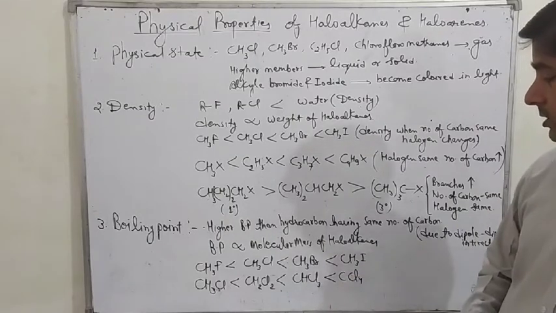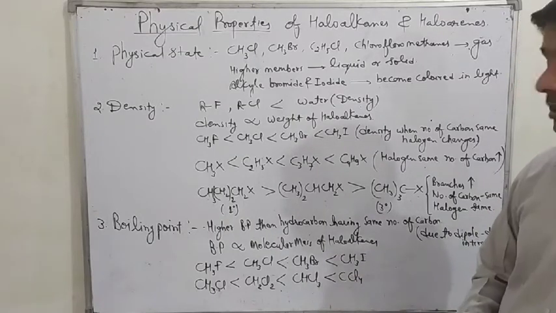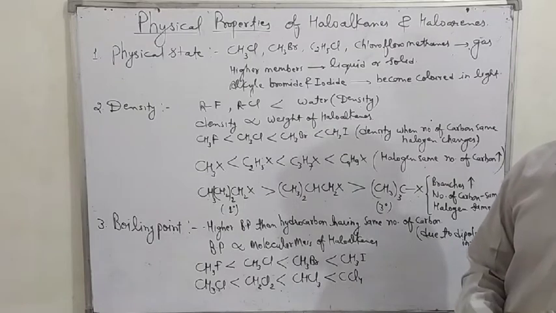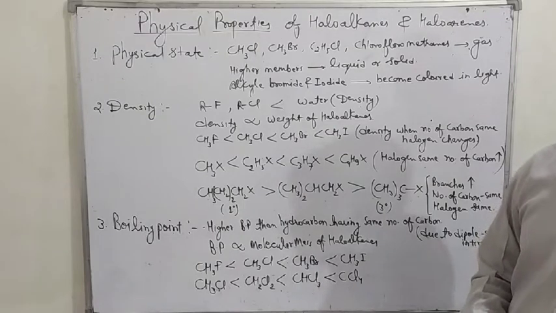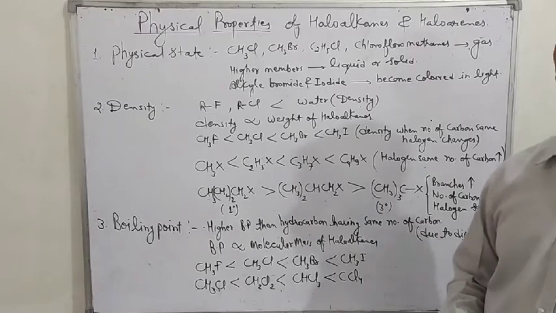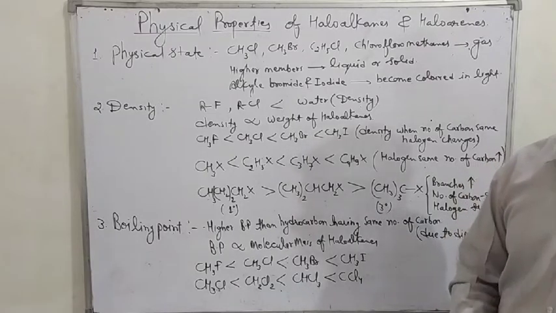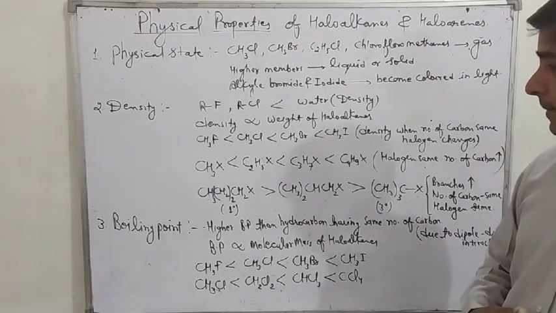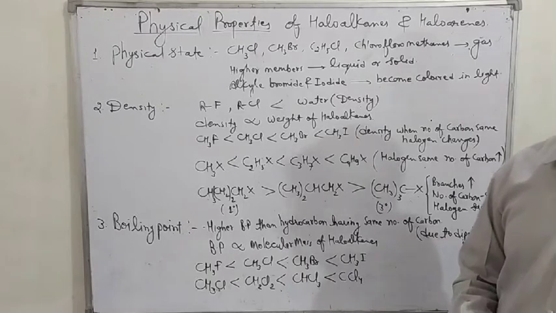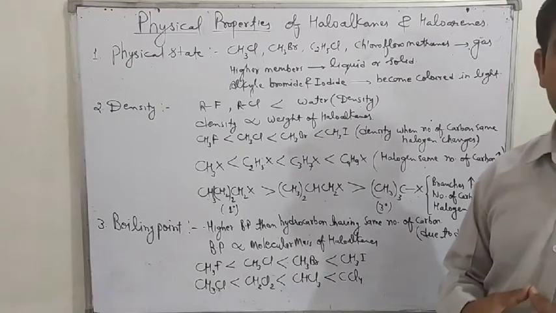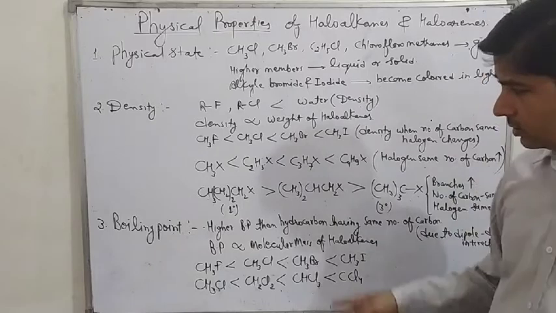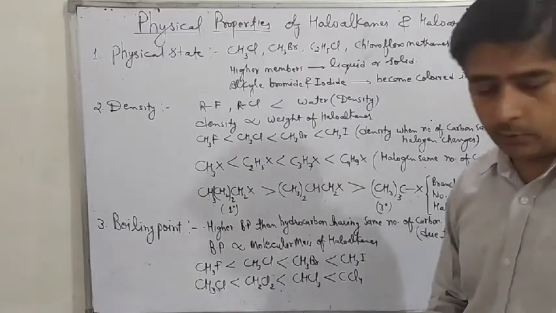In the next you can see the number of carbon are same but the number of chlorine are increasing consequently, and as the number of chlorine increasing, so molecular weight is also increasing, and with the increase of molecular weight or molecular mass the boiling point also increases. So this is all about the boiling point.